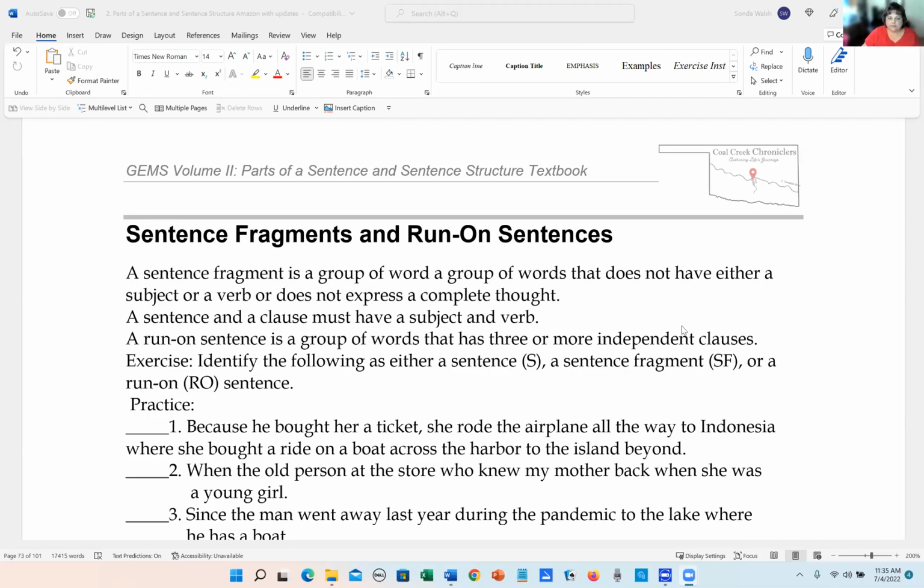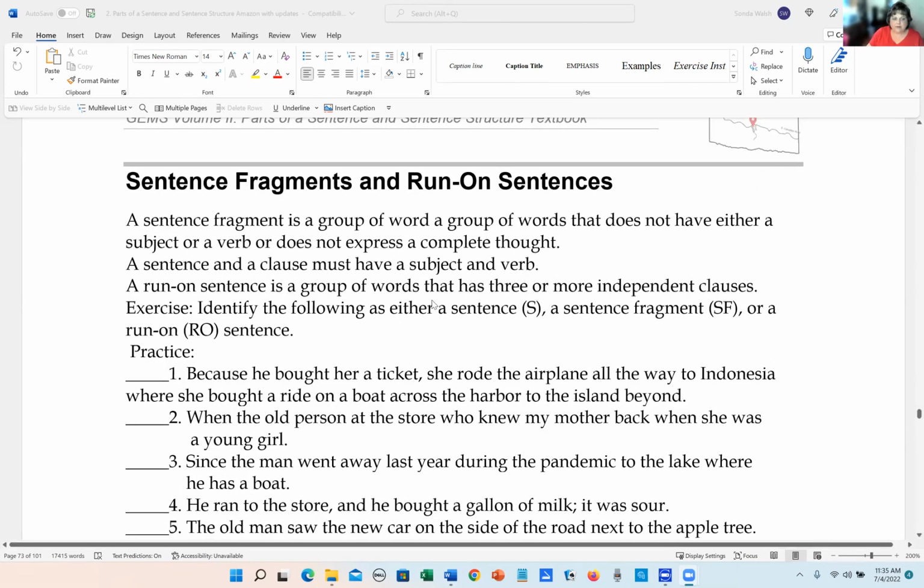Okay, this is about sentence fragments and run-on sentences. So we're going to go over what is a sentence fragment. A sentence fragment is a group of words that does not have either a subject or a verb or does not express a complete thought. So it's anything that might look like a sentence, but it doesn't have all three components.